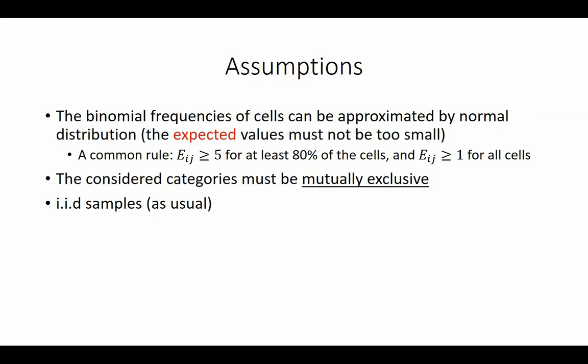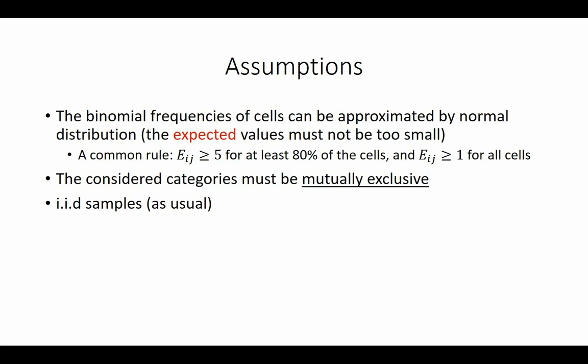Now, like I said, the assumption of the chi-squared test is that the binomial frequencies of cells can be approximated by normal distribution. So it means that the expected values, not the observed values, must not be too small. A common rule of thumb that people use is requiring that we have it larger than 5 for at least 80% of the cells, and larger than 1 for all the cells. And again, I remind you that we speak about the expected values. So don't look at the observed values. You need to actually calculate the expected values. We're going to see how you do that, and then look at them.